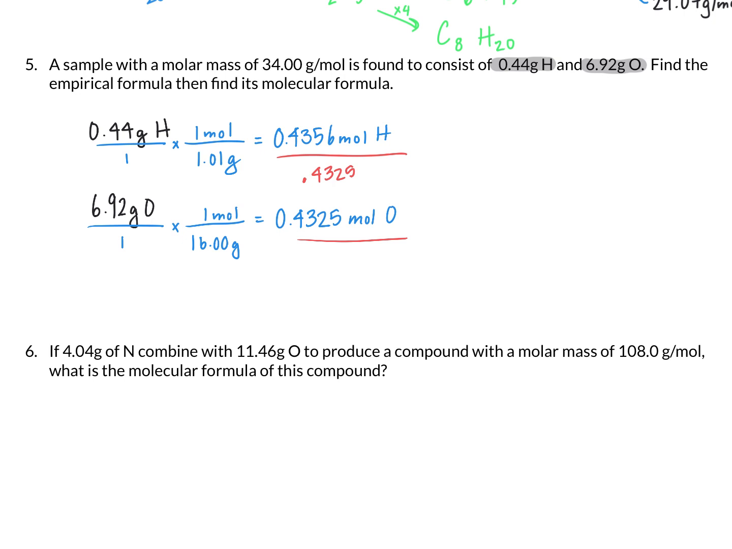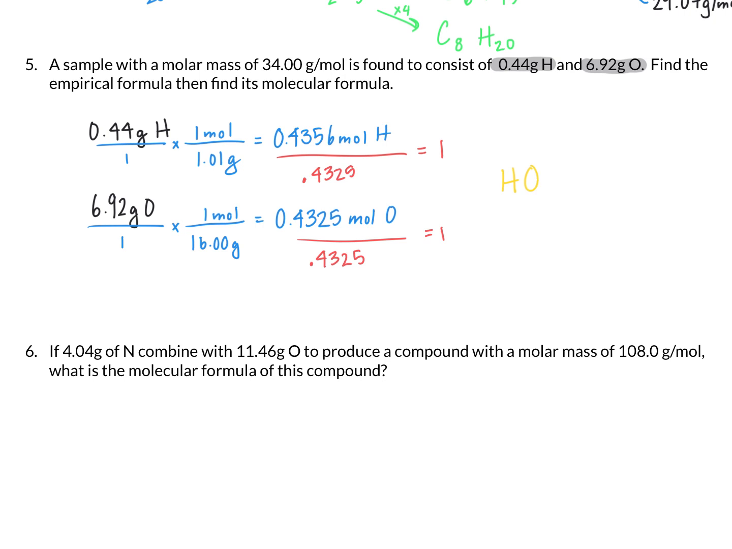And again, I'm ignoring sig figs. I'm just keeping like 4-ish places after the decimal. Eventually, we're going to end up rounding. This one's pretty easily 1, and this one is really darn close to 1. So our empirical formula is going to be H subscript 1, O subscript 1.